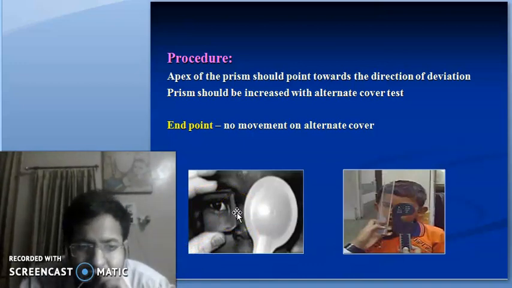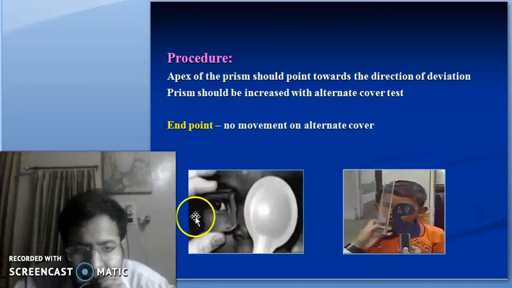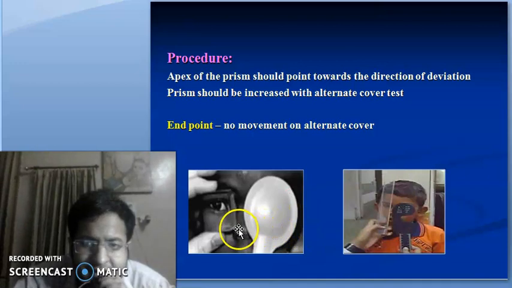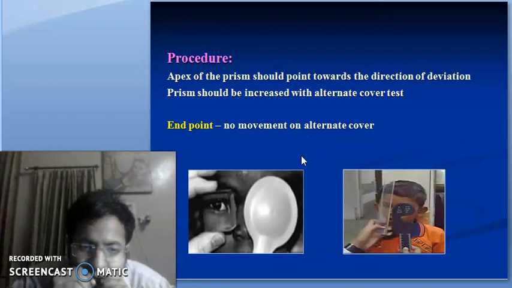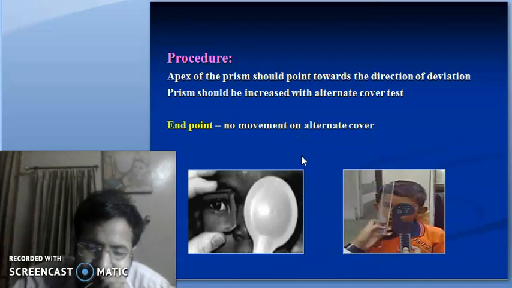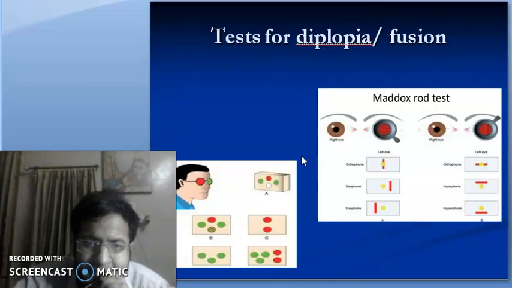What is the procedure of doing the Prism Bar cover test? The apex of the prism should point towards the direction of the deviation. For example, this is the exotropic eye and the apex of the prism points towards outside. The prism power should be increased with the alternate cover test. As we increase the prism power, we should also do the alternate cover test to see any latent strabismus also. What is the end point? The end point of the Prism Bar cover test is no movement of the strabismic eye on alternate cover test.